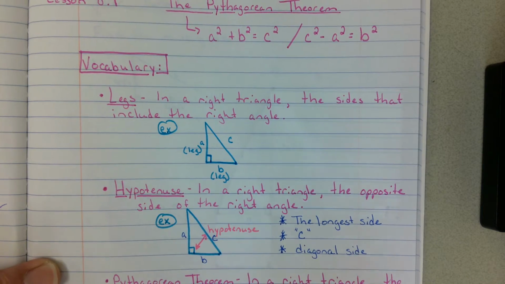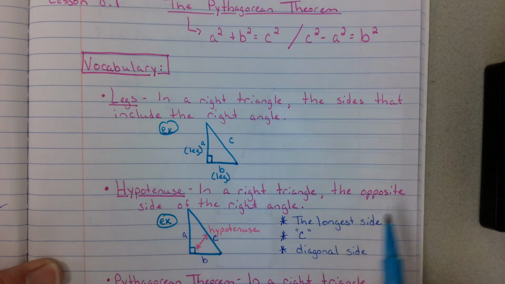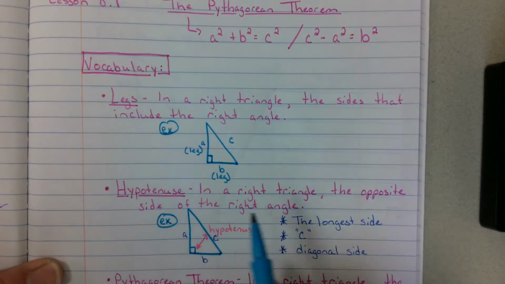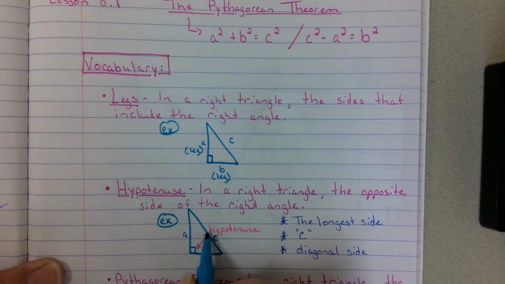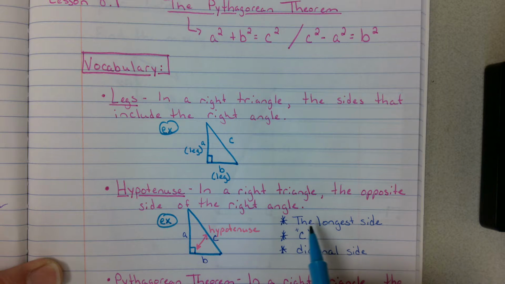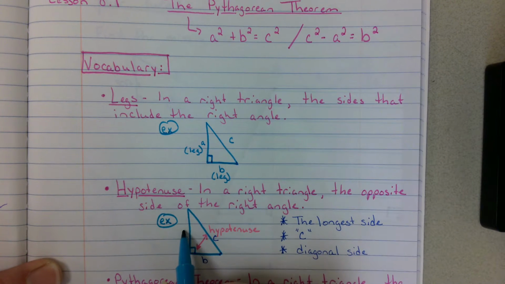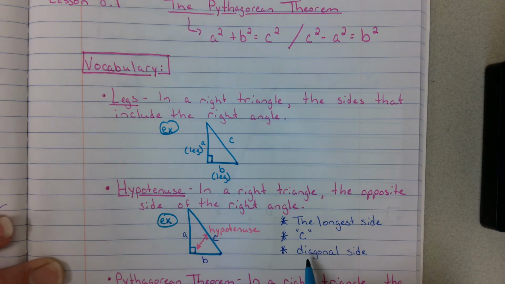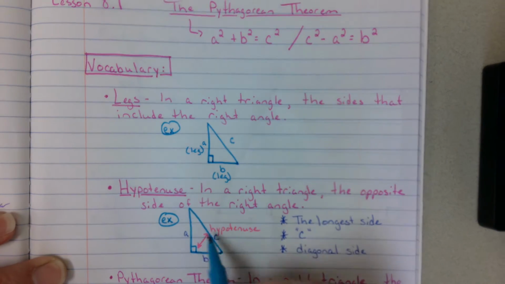The hypotenuse in a right triangle is the opposite side of the right angle. So here's my right angle. Opposite of that is my hypotenuse. And it is going to be the longest side. It's known as C, because that's what we're going to label our A and our B, and our C is going to be the hypotenuse always. And then it's also the diagonal side. So it's that diagonal.